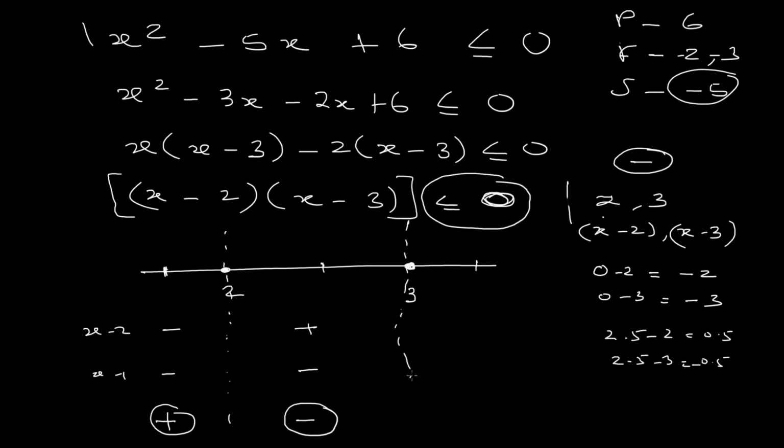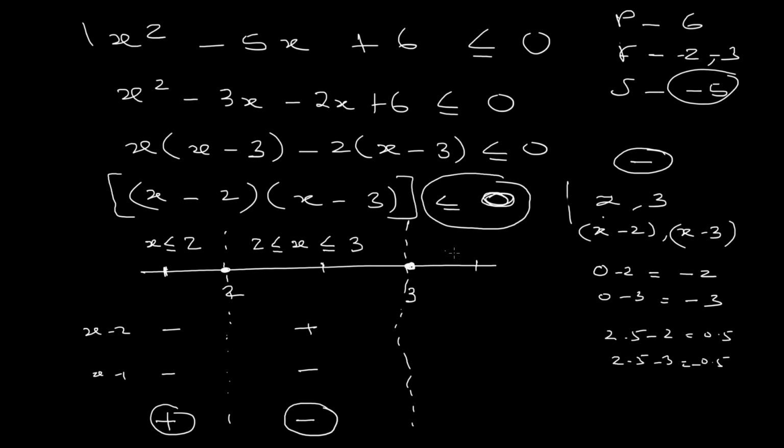These three ranges here. And we know that this is going to be x is less or equal to 2. This one is going to be 2 is less or equal to x, and x is less or equal to 3.